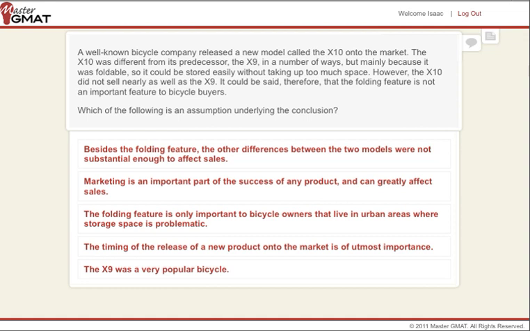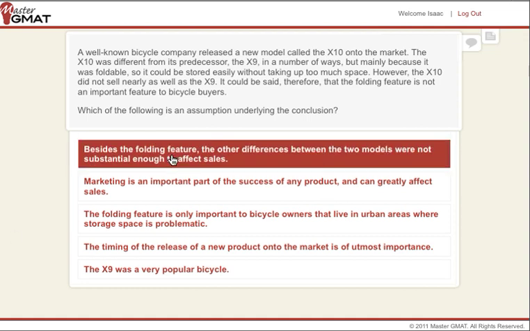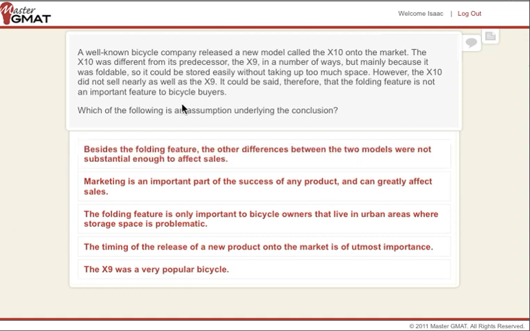But what did the author overlook here? What did the author assume? So, in essence, we're looking at what assumption the author makes that ignores any kind of alternate explanations. So, let's go one by one over here. Okay? In A, what do we have? Besides the following feature, the other differences between the two models were not substantial enough to affect sales.